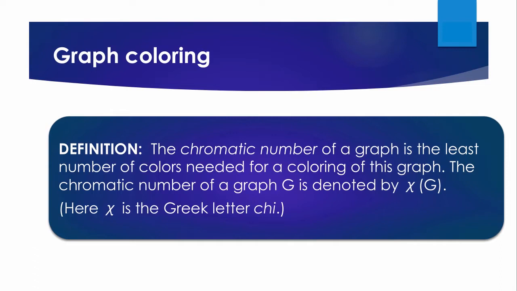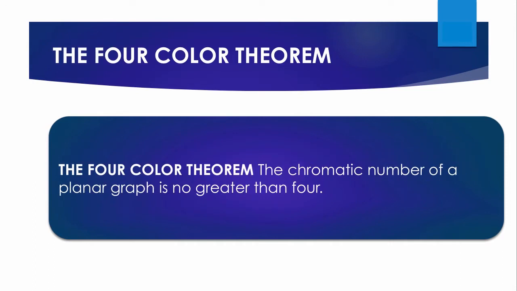The chromatic number of a graph is the least number of colors needed for a coloring of this graph. The chromatic number of a graph G is denoted by chi of G. Here chi is the Greek letter chi. Note that asking for the chromatic number of a planar graph is the same as asking for the minimum number of colors required to color a planar map so that no two adjacent regions are assigned the same color.